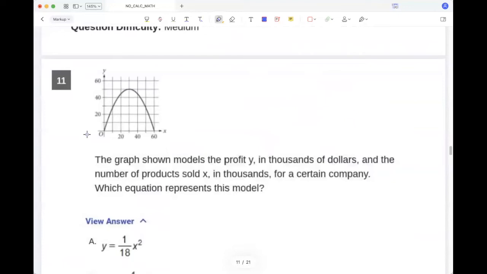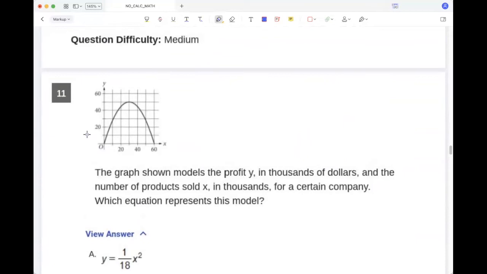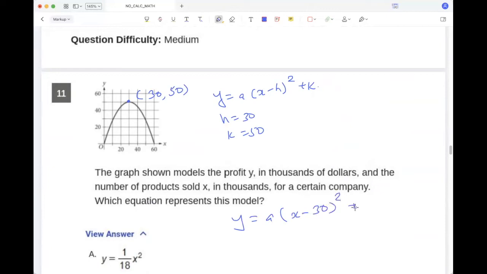The graph shown models the profit in thousands of dollars and the number of products sold in thousands for a certain company. What equation represents this model? Okay, so we can use y is equal to a times (x minus h) whole squared plus k, because this is a parabola. And I can see that the vertex here is (30, 50), right? So h becomes 30 and k becomes 50. So y is a times (x minus 30) whole squared plus 50.